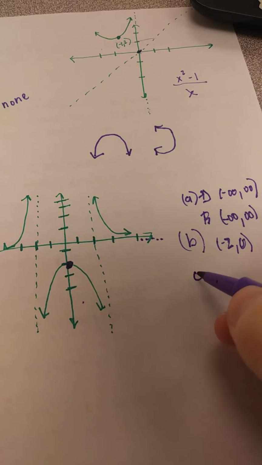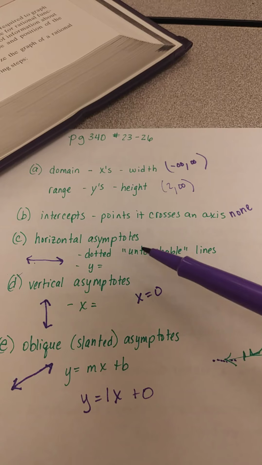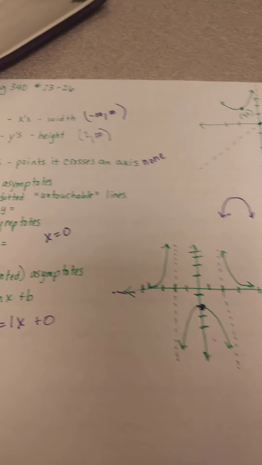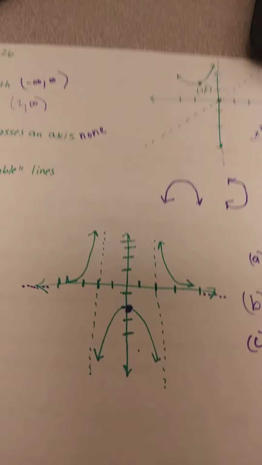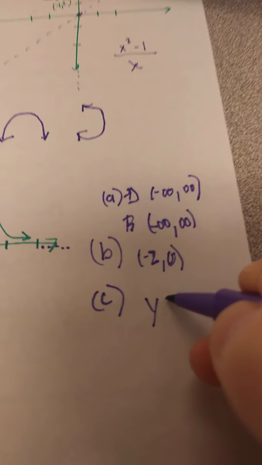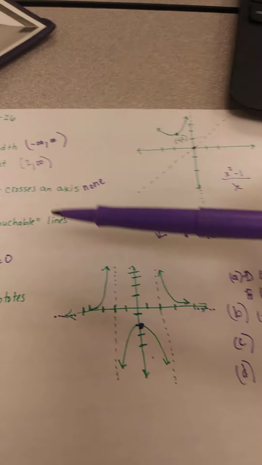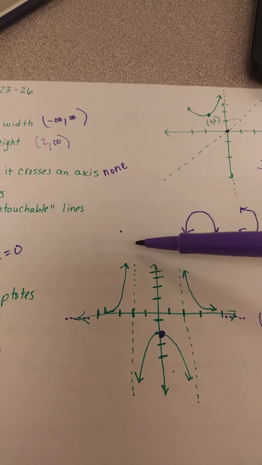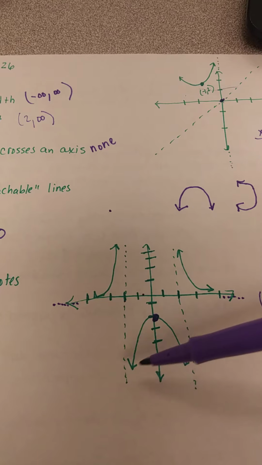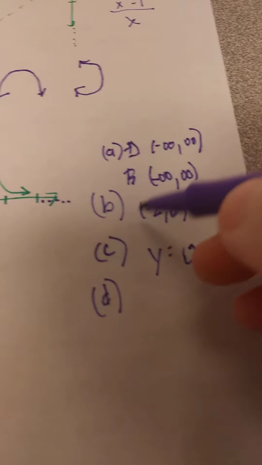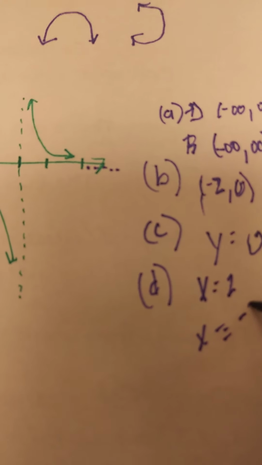Okay, part C is about asymptotes, starting with horizontal asymptotes. Remember, horizontal is straight across. So yes, it has one at y equals 0. Then part D asks for vertical asymptotes. Are there any that go straight up and down? Yes. Here's one right here at x equals negative 2, and another one at x equals positive 2. So it has two of those.